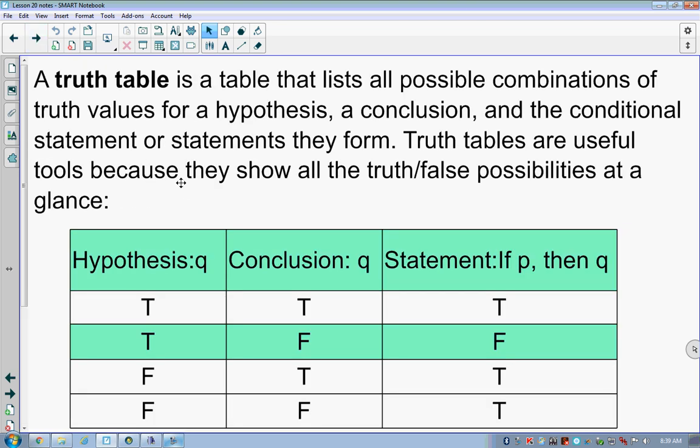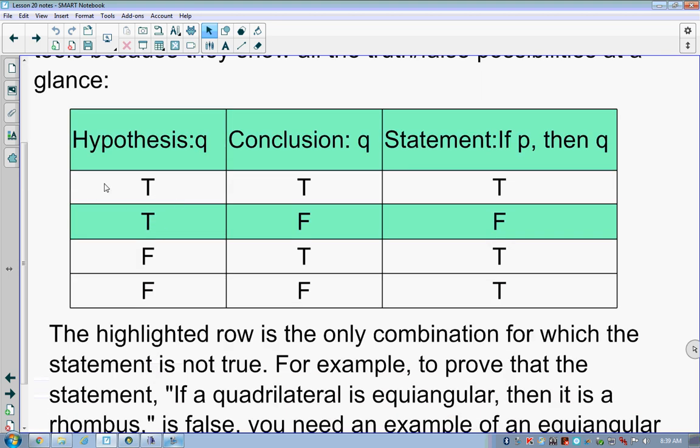All right, from here they talk about truth tables. This is the part that I'm not super hip on in this lesson, but a truth table is a table that lists all the possible combinations of truth values for a given hypothesis and a conclusion in a conditional statement or statements that they form. Truth tables are useful tools because they show all of the true-false possibilities at a glance. So basically, what you're seeing in this first one is that if the hypothesis is true and the conclusion is true, then our if P then Q is true.